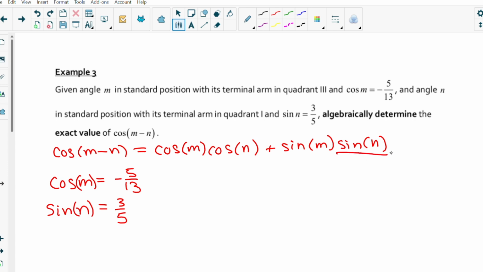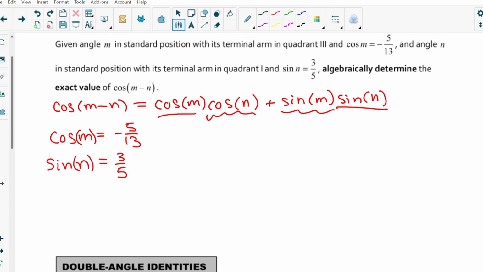I have sine of N, I have cosine of M, but I need cosine of N and sine of M. So what do I need to do here? I need to set up some triangles here in the correct quadrants. So let's first start with the cosine. Cosine of M equals -5/13. So if I have my angle in standard position like this, this is my angle M, and so the cosine is adjacent over hypotenuse, -5/13. This one right here.